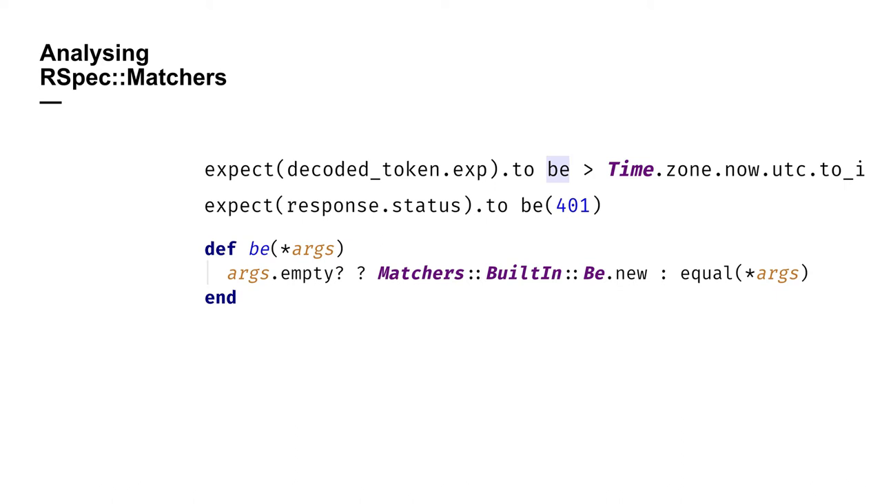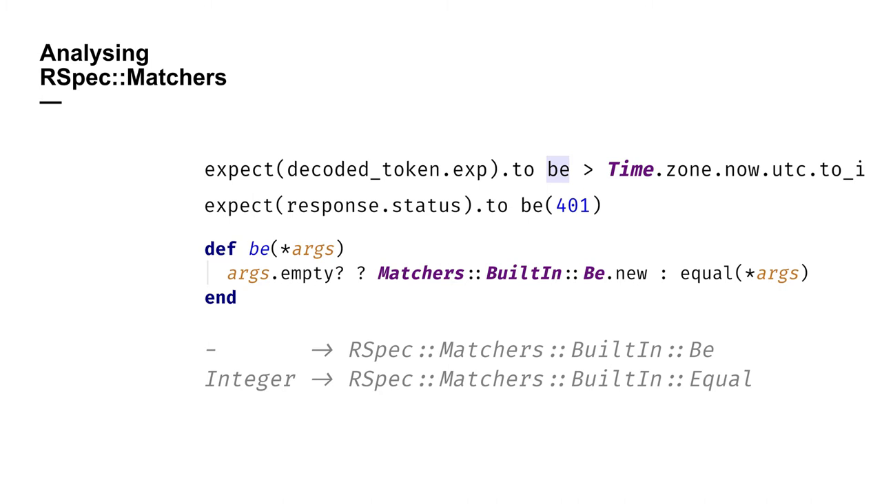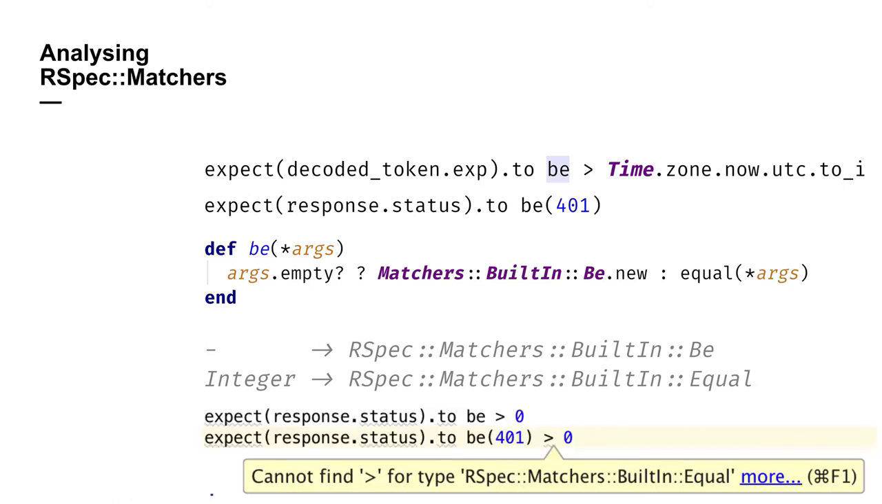Running these lines, we'll get some result like you see on the screen. So given nothing, we'll get the `be` matcher. Given an integer, we'll get the equal class. Since the equal class doesn't have the greater-than operator, probably we could achieve some result like that. Could be.